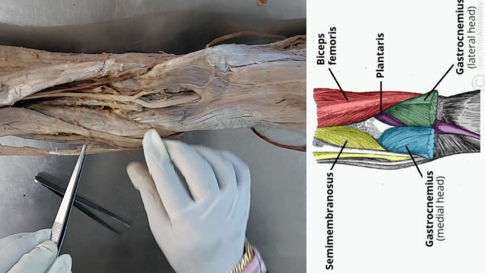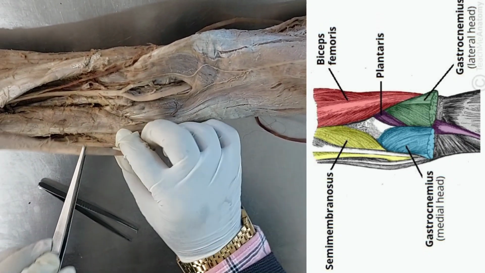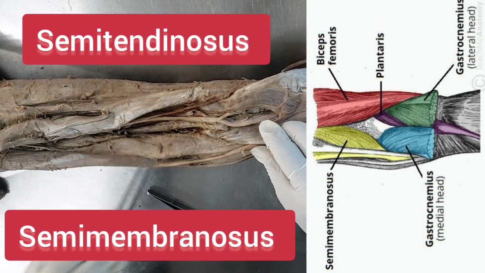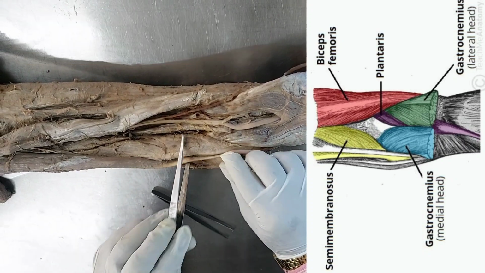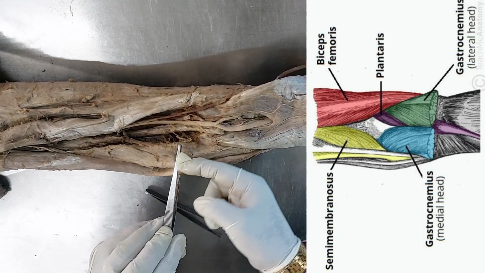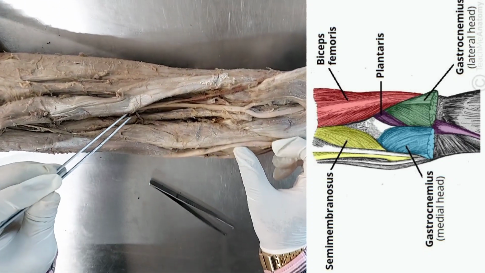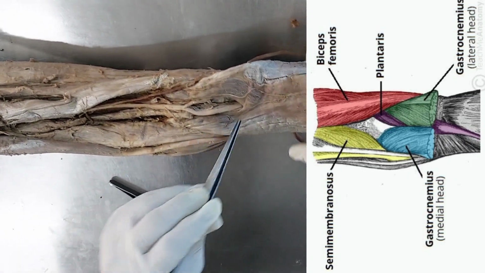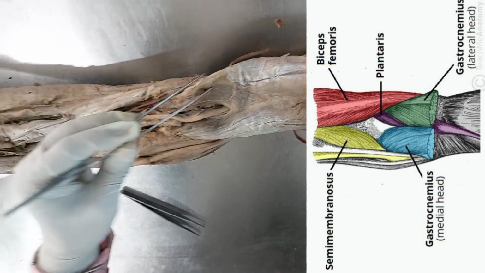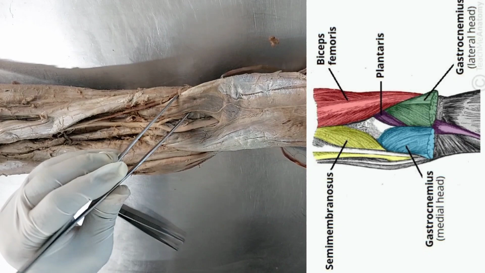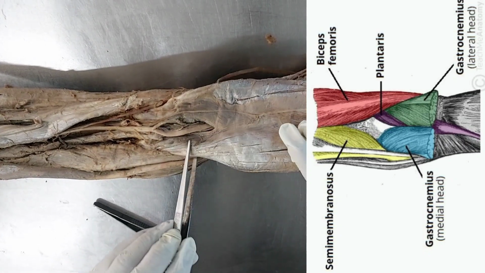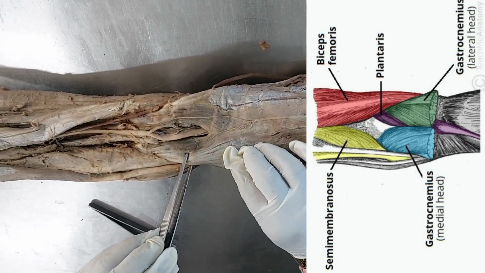And medially, here are the two tendons, semitendinosus and semimembranosus. These two tendons form the upper and medial boundary of the diamond shaped popliteal fossa. Then below, laterally by the lateral head of gastrocnemius, this one, and this one is the medial head of gastrocnemius.